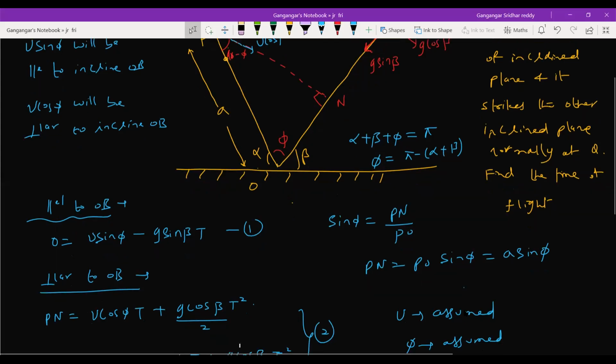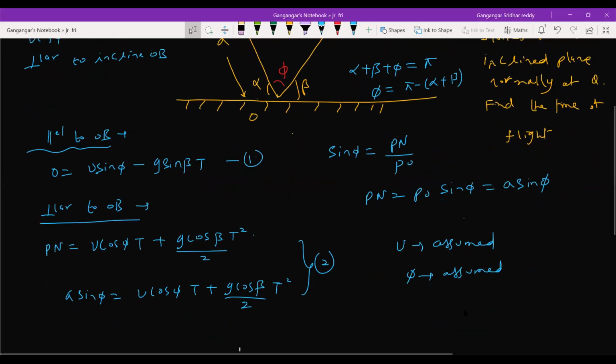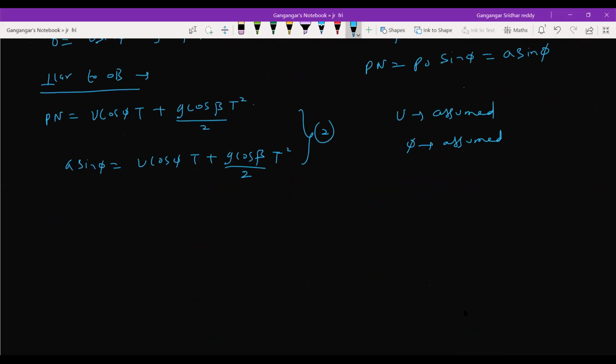Fine. Okay. Now solving this, in equation 1, U is unknown, so I should eliminate U. Phi I'll get from pi minus alpha plus beta. But U I don't know. So therefore, I'll write one more equation. I'll eliminate U from here and solve for T, and I'll get the required answer. You can also get the value of U. I'll write down the answer. You will later on clarify it.